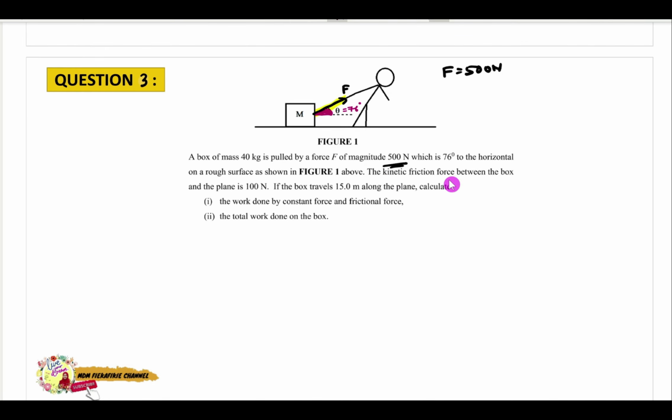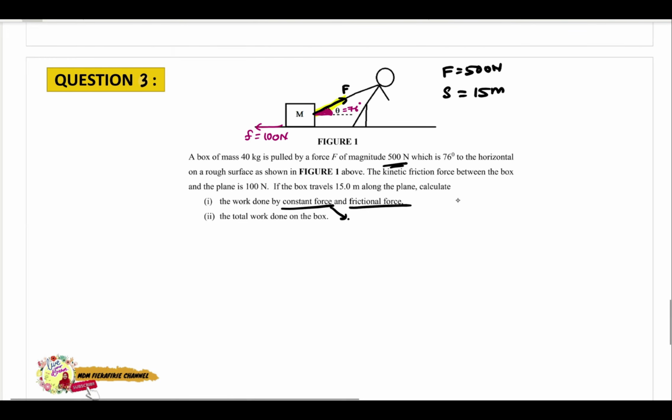So the kinetic friction force between the box and the plane is given. Here we have the frictional force is 100 Newton. If the box travels 15 meters, so S is 15 meters, so it's moving 15 meters along the plane. Calculate the work done by the constant force and the frictional force.